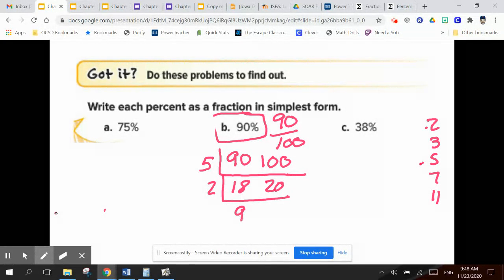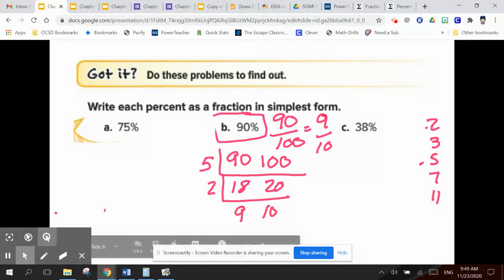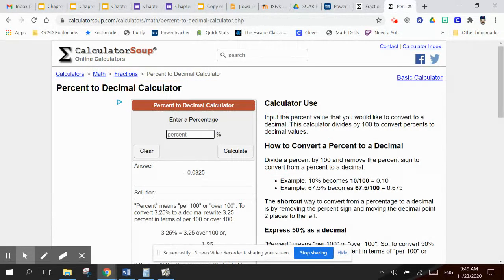2 times 9 is 18. 2 times 10 is 20. 2 does not go into 9. 3 does not go into 10. 5 does not go into 9. 7 doesn't go into either one, and 11 is too large. So our new fraction for 90/100ths is 9/10.